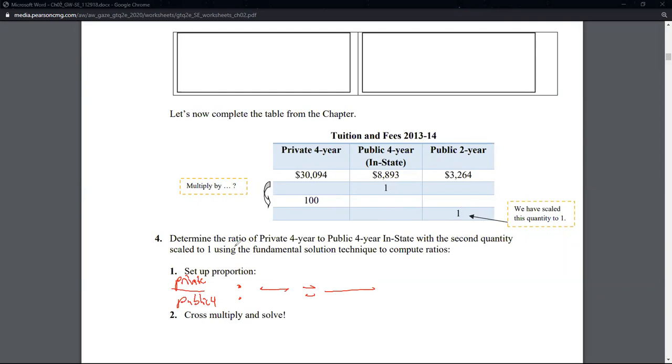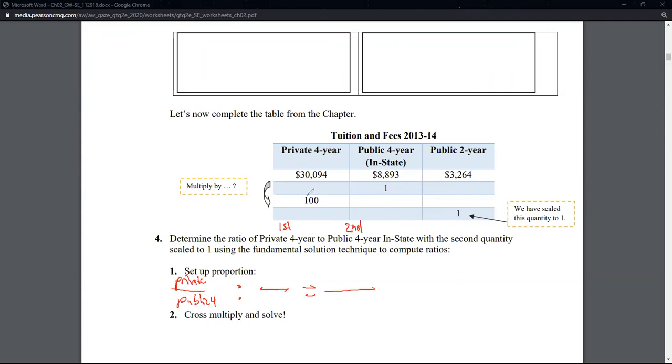So that's what we were kind of getting into before we talked about the ratio tables. We said just make the given quantity a 1. And they even kind of say in the table here, oh, we scaled this to 1. Scale the second quantity to 1. What's the second? Well, private would be the first quantity. Public four-year would be the second, which is why under the second, there's a 1 in this somewhere. Now, they didn't put it next to the 100 because that's another part of the problem. You can't have 100 here and 1 here automatically.